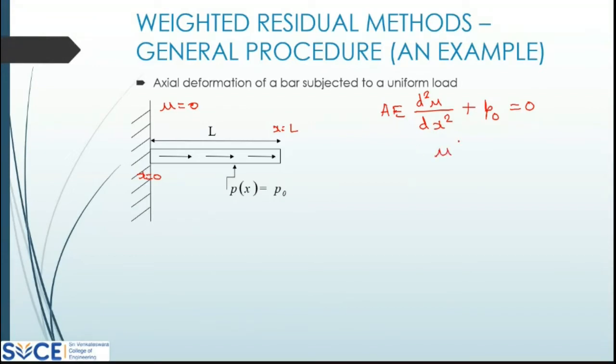We can write it like this: u of 0 is equal to 0. When x is equal to 0, u is 0. Now, when x is equal to L, u is not equal to 0. U is maximum. So this is another condition, but you can't apply this.